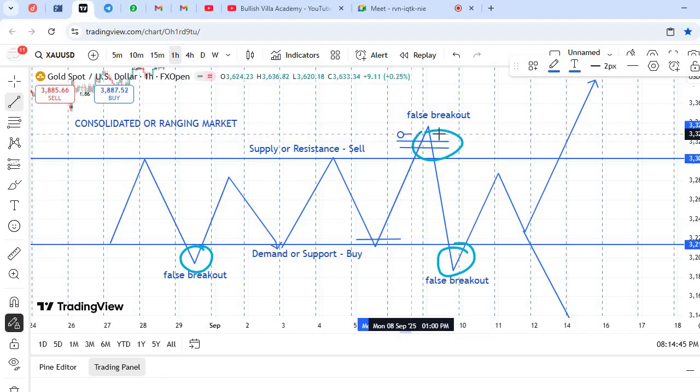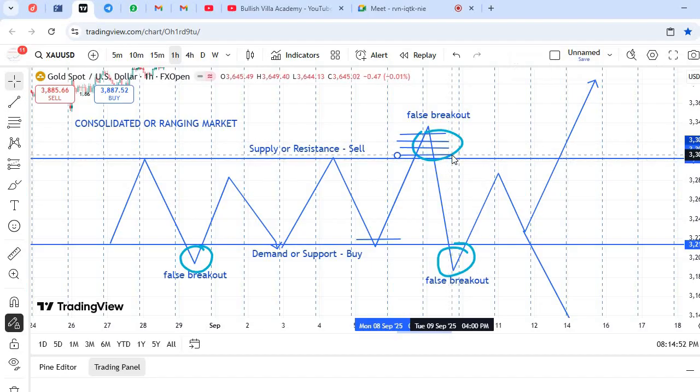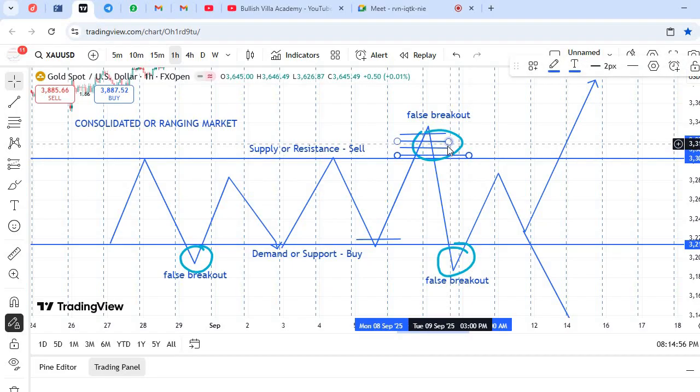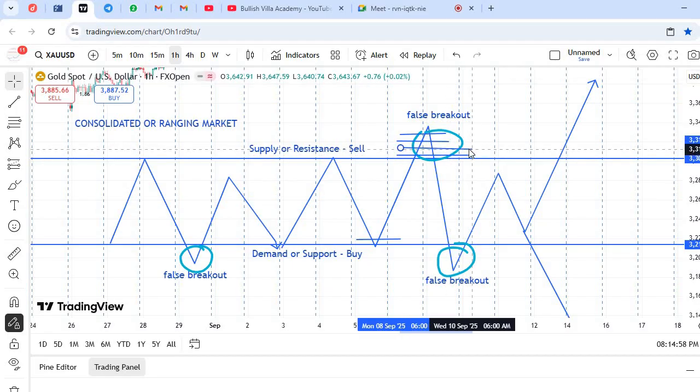They'll come and enter buy here, thinking that the price has finally broken out. Understand? They will enter the buy here. Some will enter late, some will enter early. Like this one now, this one is an early buy. This one too is a bit early. This one is a late buy. In fact, this one is very late.